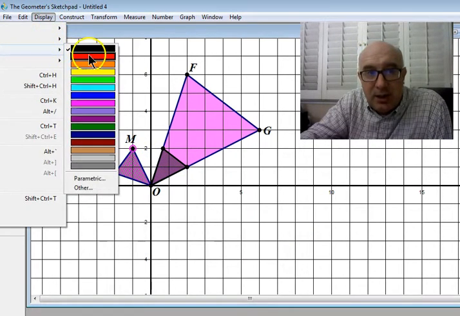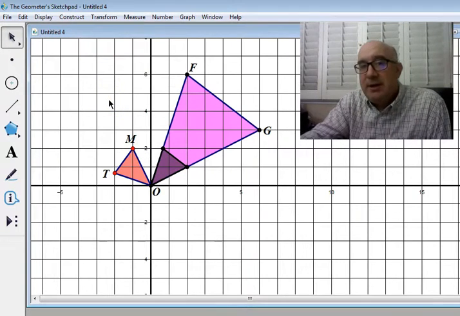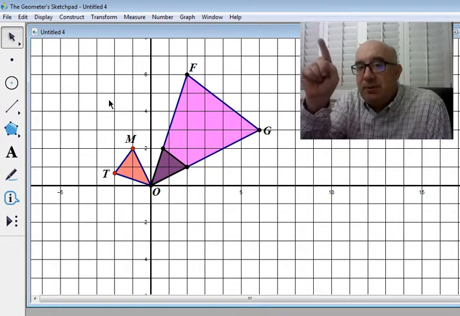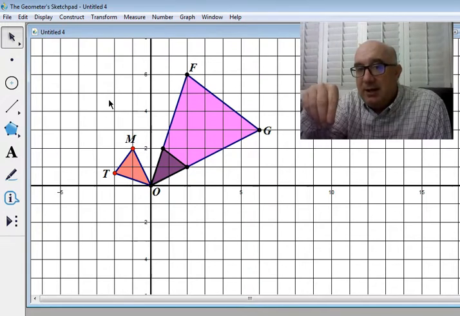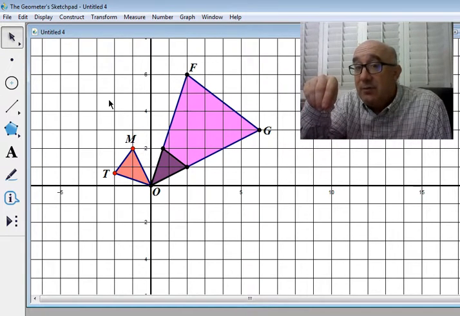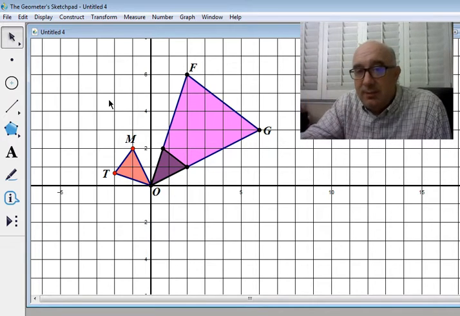I'll just change the color so you can see what took place. So that would be two transformations. First, a dilation of a scale factor of 1/3, and then second, a rotation of 90 degrees about O would map one onto the other.